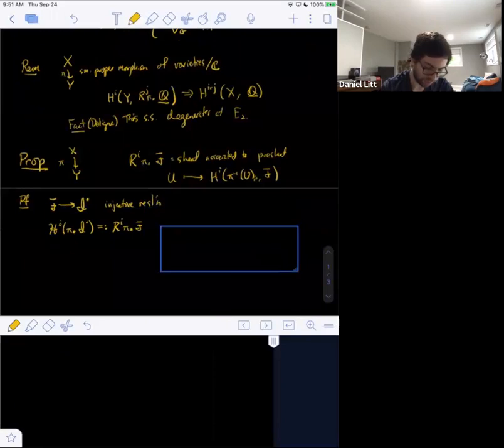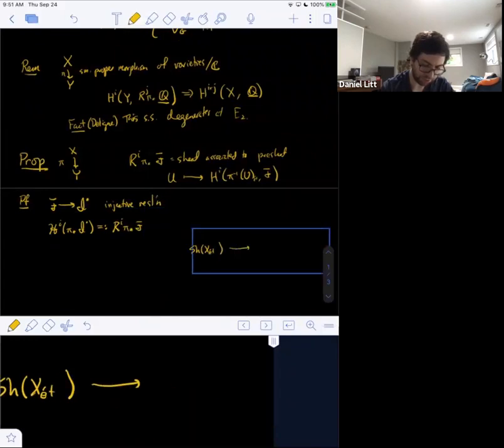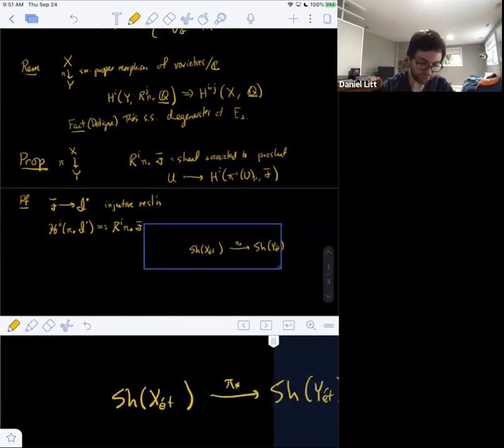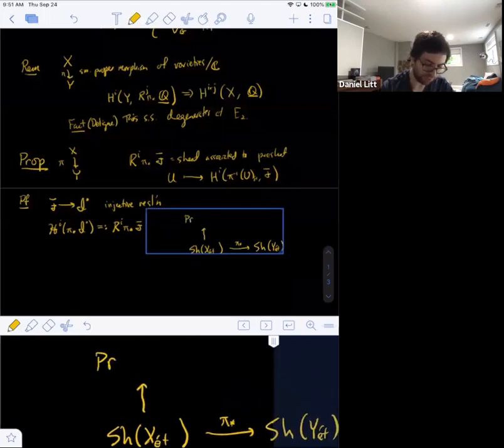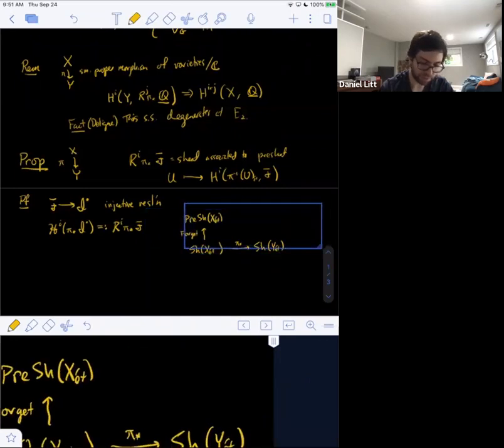So we have sheaves on X étale that maps to sheaves on Y étale. That's what the push forward does. But let's think about what it does on pre-sheaves. First of all, we can take the forgetful functor to pre-sheaves on X étale. So this is forget. Then the definition of the push forward makes perfect sense on pre-sheaves.